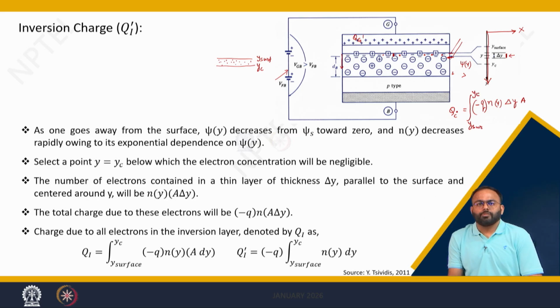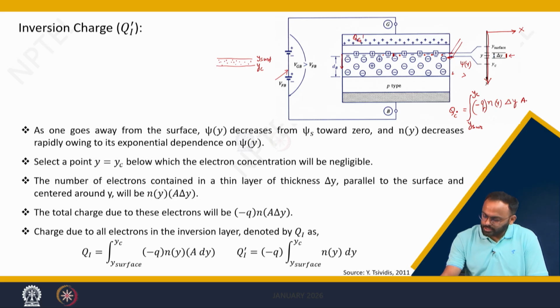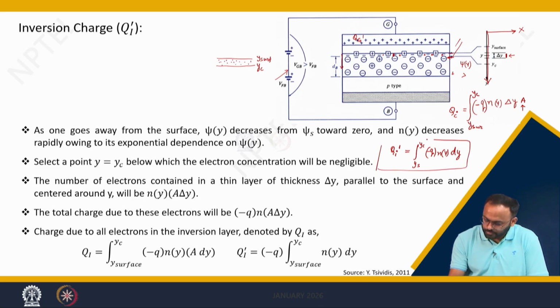But in our course, as we are only dealing with the charge per unit area, you can simply divide by this area and you will get the total inversion charge, which is qi dash, given by the integral from y surface to yc of minus q times ny dy. Here ny is related to psi y, because we have already derived the general equation for ny, which is the electron concentration near the surface, given by n naught e to the power of psi y by phi t, by using the junction law.